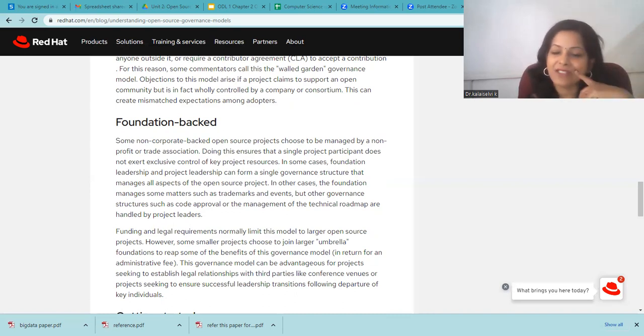All right, fine. So today we have seen the 6 governance models related to open source foundations. In the upcoming classes, we'll see the skills which are needed to contribute to open source. Have a nice day. Bye.